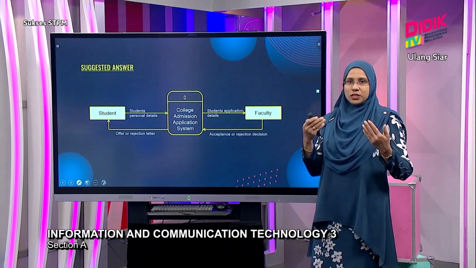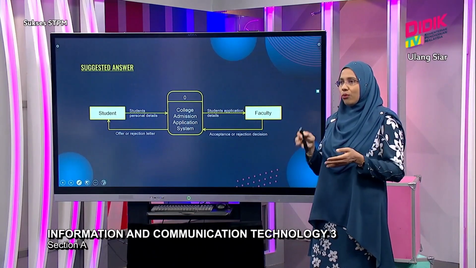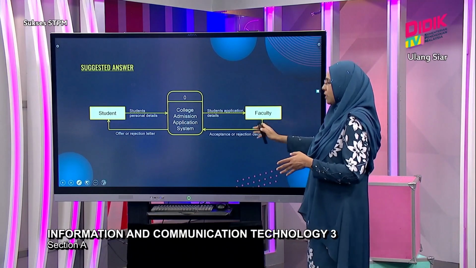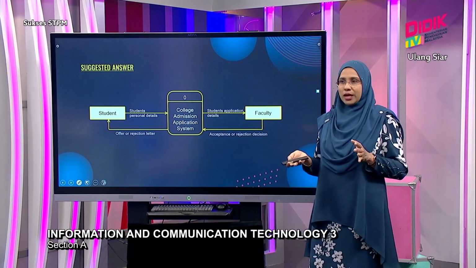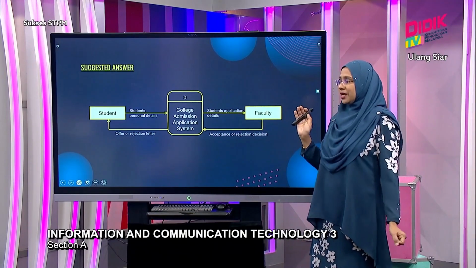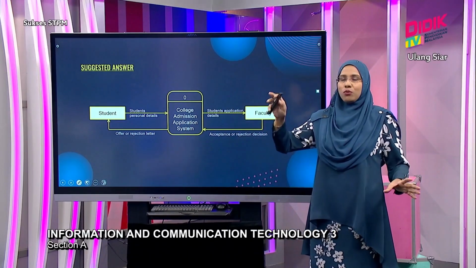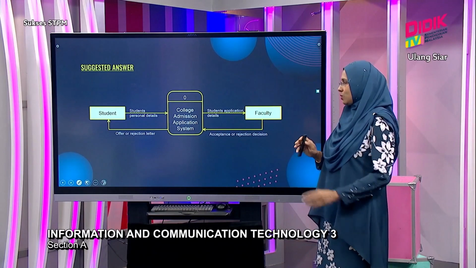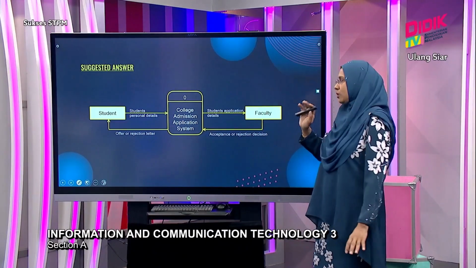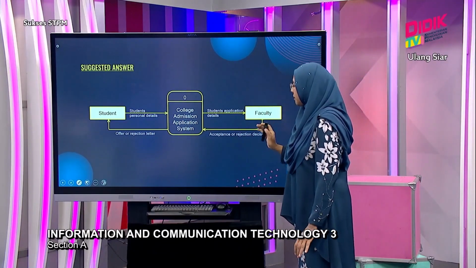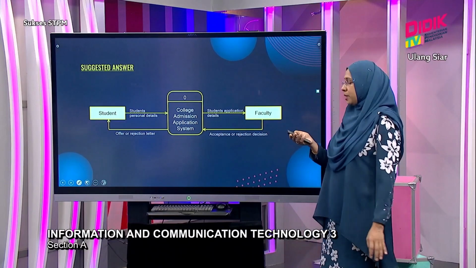Okay, maybe the question will ask for a data flow diagram. This is another part of this. A data flow diagram is much longer. You have to split this into a few more processes. So it will be longer. Okay, so I won't discuss the data flow diagram here.